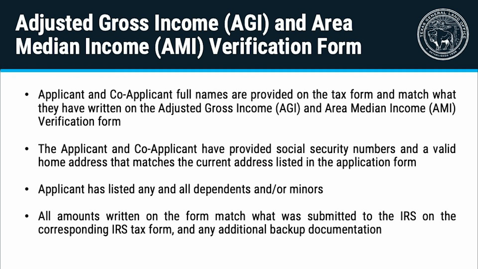That the applicant and co-applicant have provided Social Security numbers for each of them and a valid home address that matches the current address listed in the application form. The applicant has listed any and all dependents and/or minors. In our example, the married couple that is filing jointly have 2 sons, also known as dependents. They need to ensure all amounts written on the form match what was submitted to the IRS on the corresponding IRS tax forms and any additional backup documentation.